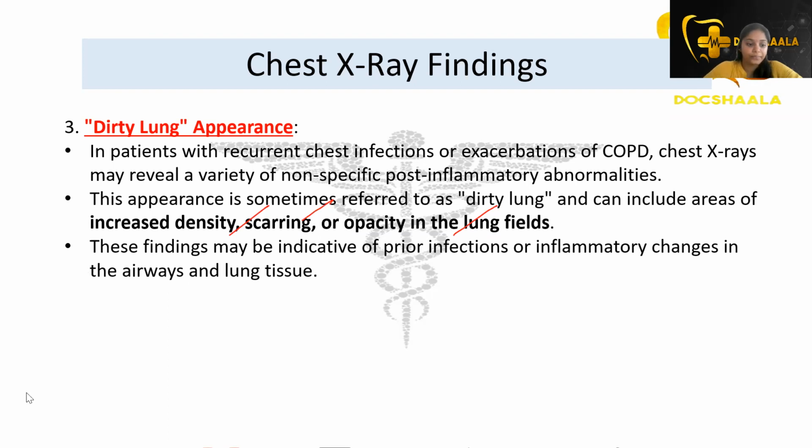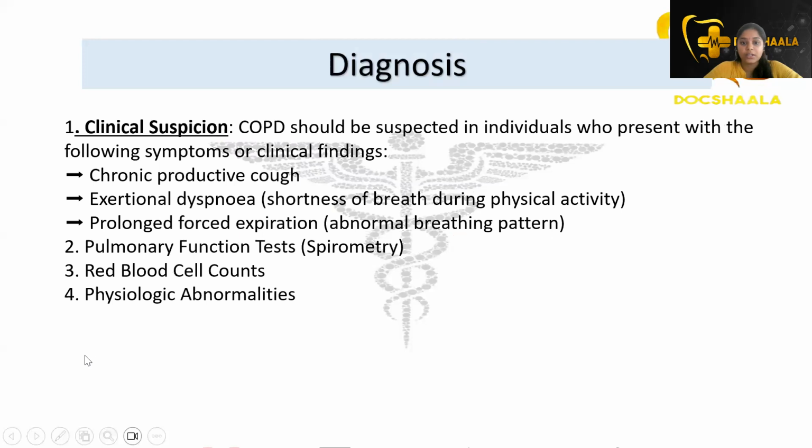Okay, then coming to diagnosis, clinical suspicion of COPD. When can we suspect? When the patient is having chronic productive cough and there is exertional dyspnea, shortness of breath, and prolonged forced expiration, abnormal breathing pattern. If it is observed in the patient, then we can suspect COPD. Then after this, we have to do spirometry or pulmonary function test to check the breathing of the lungs, and RBC counts are taken, and we have to check whether any physiologic abnormalities are there or not.